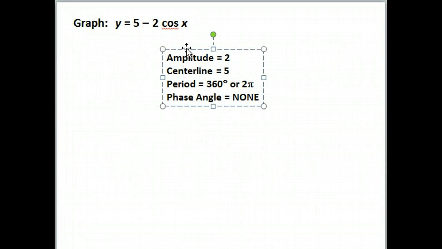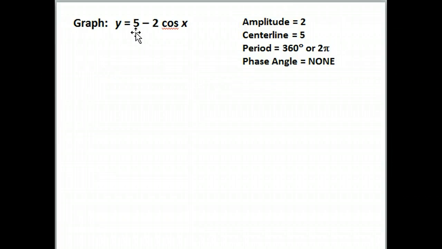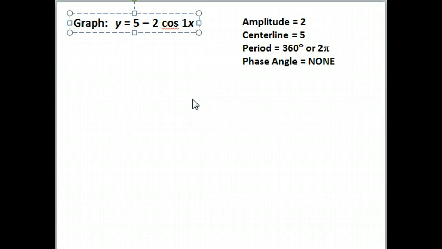Here we go. I want you to graph this curve. It's simpler because we have just 5 minus 2 cosine x. It is a cosine curve, obviously. The amplitude is 2. Even though it says minus 2, the amplitude is always positive. Our center line is at 5. Because there is nothing in front of the x, it's like there's the invisible 1 here that we never actually write. We just leave it there.